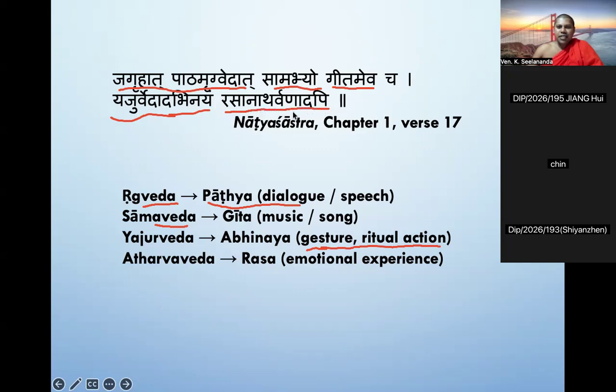Rasana Tarunadapi. Rasa means the emotional experience. Emotional experience is taken from the Atharva Veda. This is a traditional belief, we cannot get an exact real definition, but the Natya Sastra mentions it like this. For the composition of the Natya, dialogue is taken from the Rig Veda, music from the Sama Veda, gesture or Abhinaya from the Yajurveda, and emotional experience from the Atharva Veda.